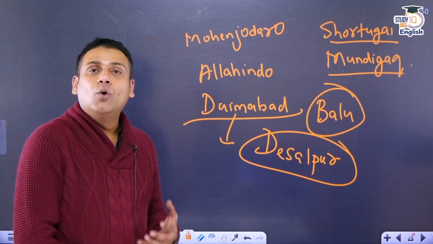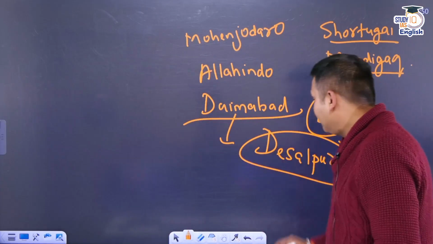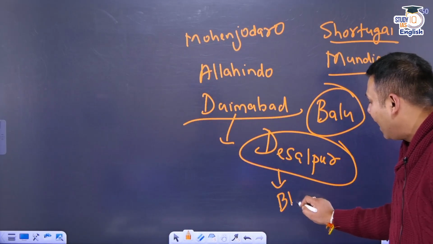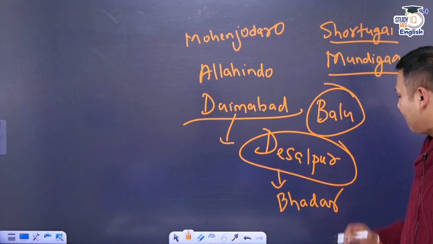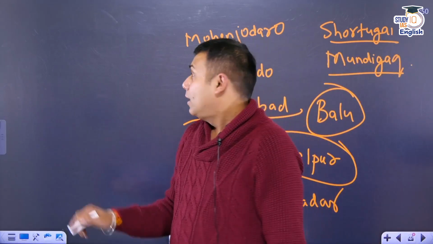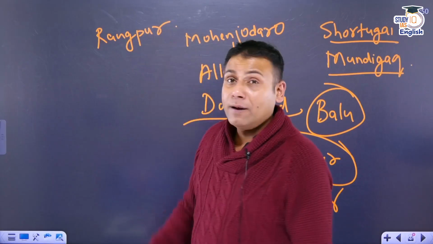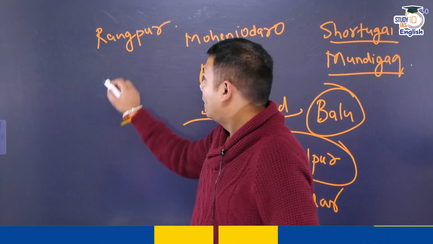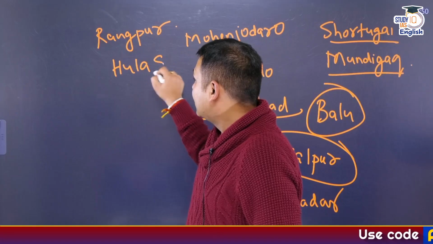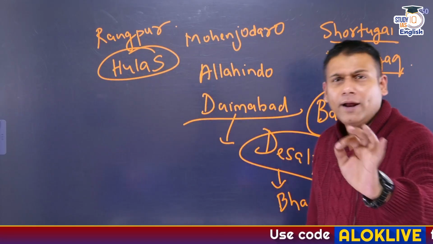Desalpur is a site located in Nakhatrana Tehsil of Gujarat, on the banks of the river Bhadar. It is again another important site of Gujarat. Rangpur, another important site of Gujarat. Hulas is another important site, located in Saharanpur district of UP. Keep on noting it down, guys.